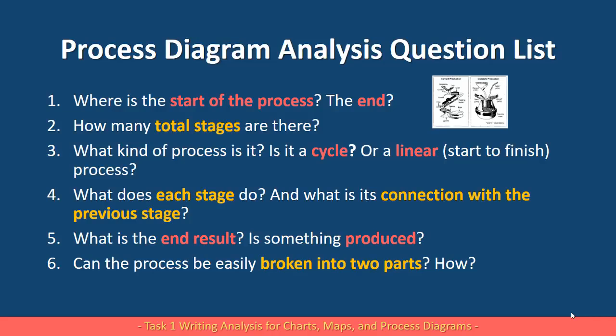And they're not connected. Number 4, what does each stage do? And what is its connection with the previous stage? And number 5, what is the end result? Is something produced? Finally, number 6, can the process be easily broken into 2 parts? How?